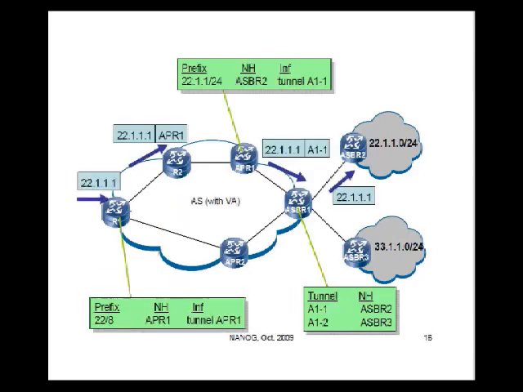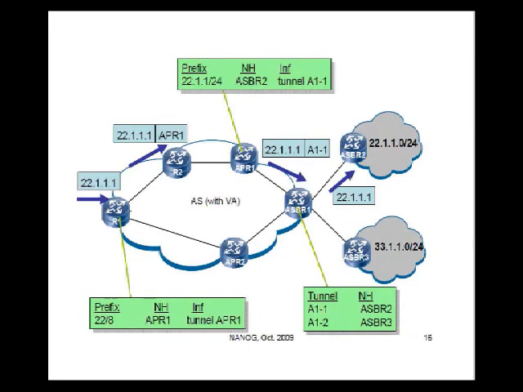So how would a packet get routed in this case? Let's imagine that a packet arrives from outside into R1 on the left, destined to 22.1.1.1, which is within this virtual prefix that we've been talking about. R1 will look into its table and see that this packet has to be tunneled to the APR. And so it sticks that packet on a tunnel, which goes through R2, which is detunneled at APR1, which then looks at the destination address.